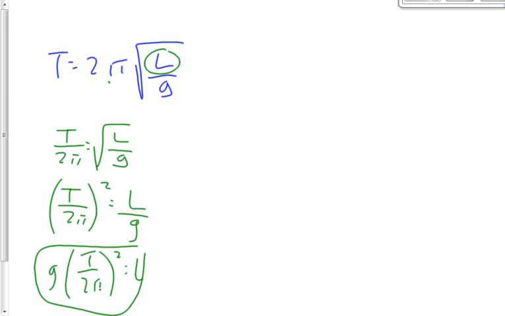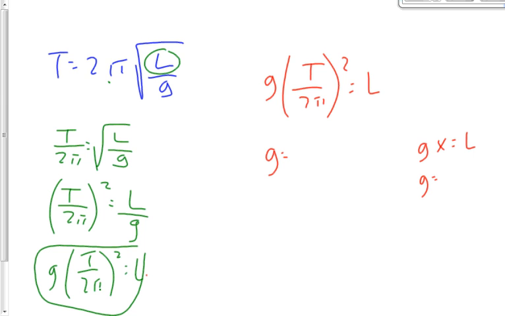Okay, let's do that now, solving for G. We're going to start off with the equation we just derived: G times T over 2 pi squared equals L. Solving for G, what do we do? Remember what I showed you the first day? If we had G times X is equal to L, you'd solve for G by dividing by X, right? So what are we going to do here? Good. It's going to be L divided by T over 2 pi squared.